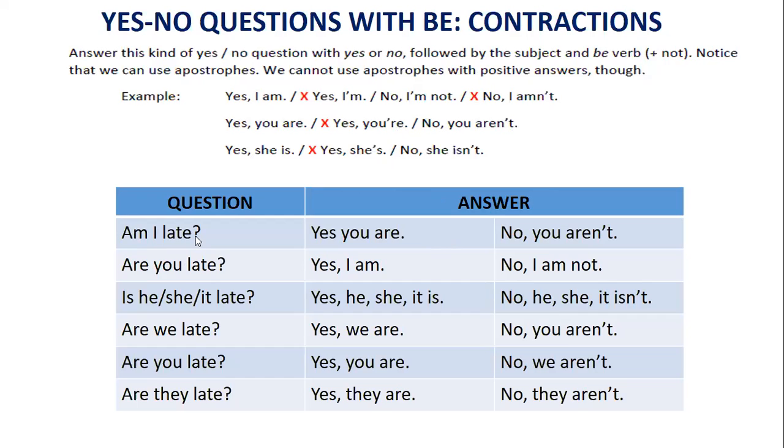Questions. Am I late? Yes, you are. Negative answers. No, you aren't. Are you late? Yes, I am. No, I am not. Is he, she, it late? Yes, he, she, it is. No, he, she, it isn't. Are we late? Yes, we are. No, you aren't. Are you late? Yes, you are. No, we aren't. Are they late? Yes, they are. No, they aren't. Okay, let's continue.